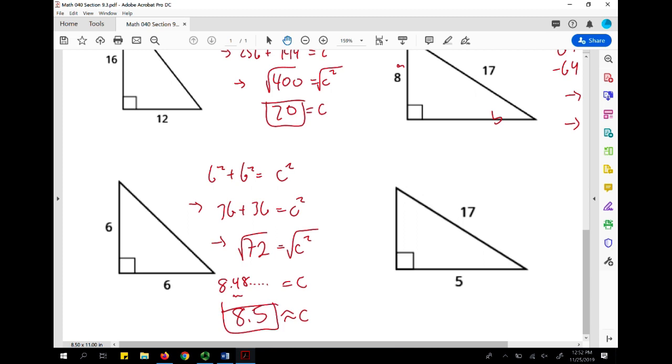So that's only the approximation. That little squiggly equal sign is an approximately symbol, and it's saying basically that this answer has been rounded. It's not the exact answer. Okay? Questions on that one?